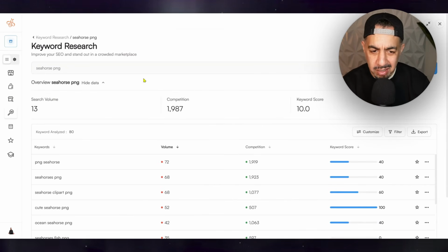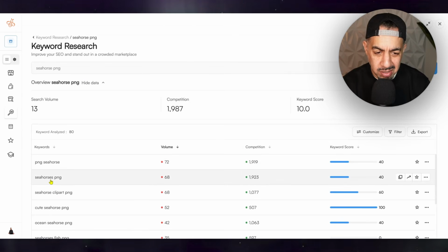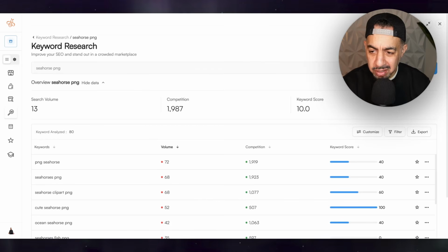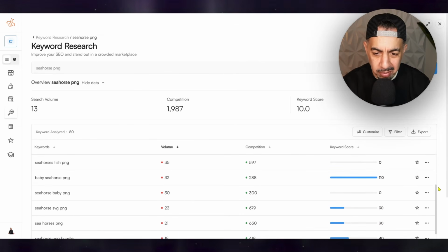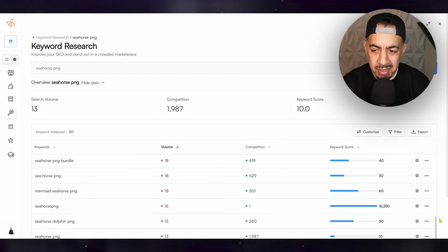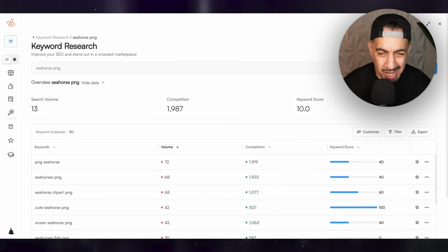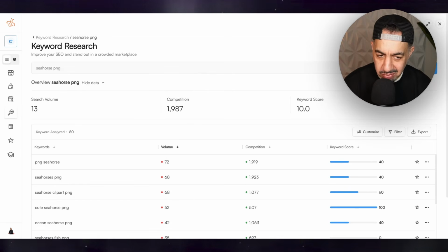Okay, so I've seen that there are some related keywords that are not too bad, right? Look, PNG seahorse, seahorses, Clipart PNG. There are people that do search for it, not a massive amount of volume, but when you add them all up, there's quite a bit. But there is something that does appear even on the keyword score, which gives you another hint on what type of seahorse may be selling better than others, right?